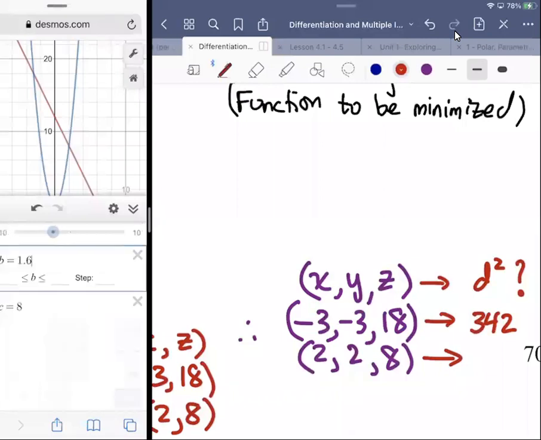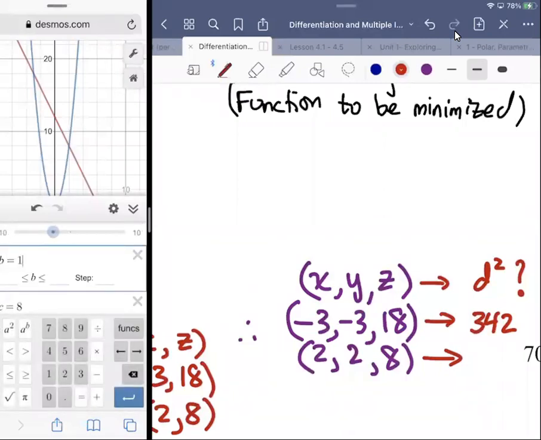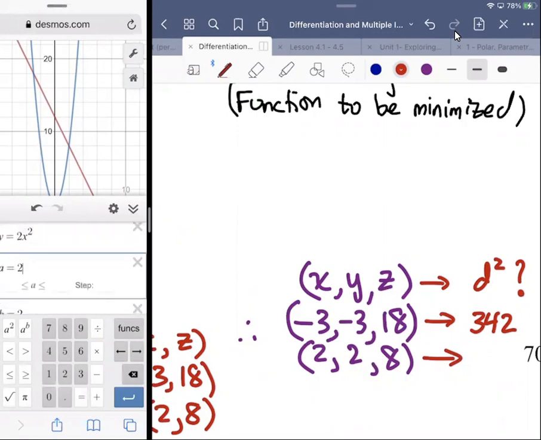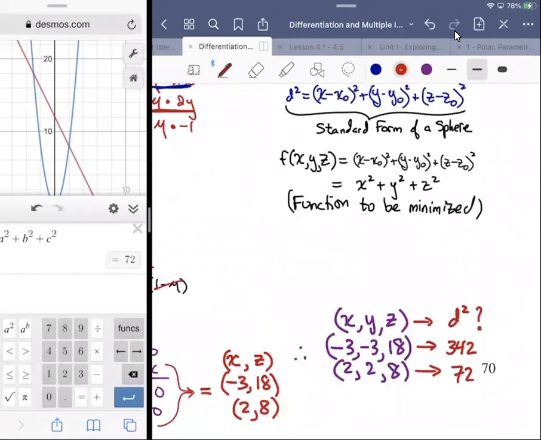You kind of need a soft touch, but really just a cling-free touch in order for this to work on a touchscreen. All right, anyway, 72. So d squared is much bigger for negative 3, negative 3, 18. So that's telling me that that's going to be the point on the ellipse that's furthest away from the origin. This one here, if I can time my statements with my actual movements, this is going to be the closest to the origin.